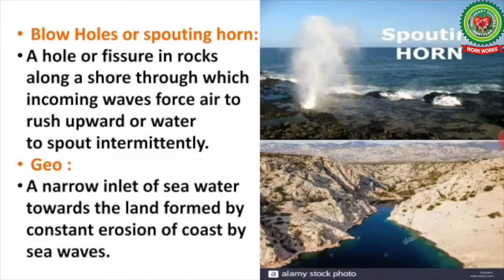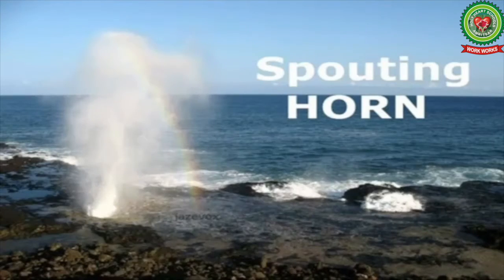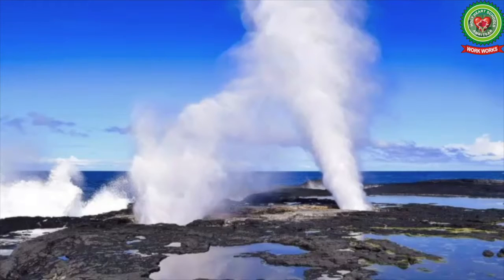Blowholes or spouting horn, a hole or fissure or narrow crack in rocks along a shore through which incoming waves force air to rush upward or water to spout intermittently. Intermittently means periodically, means at regular interval of time.